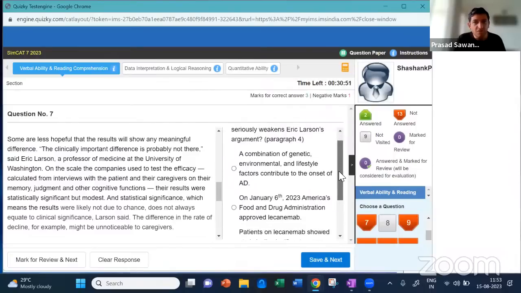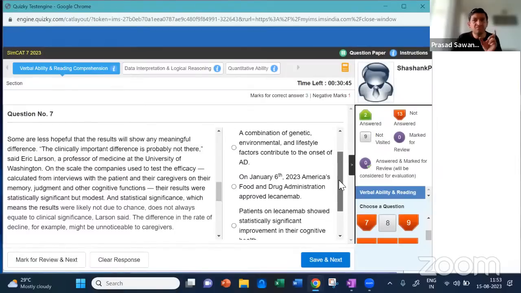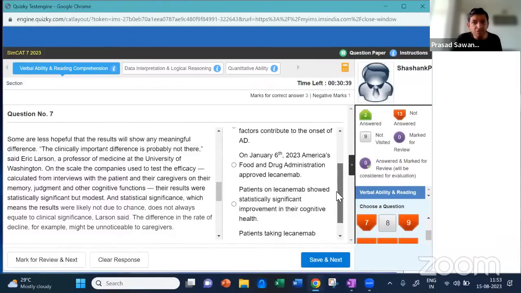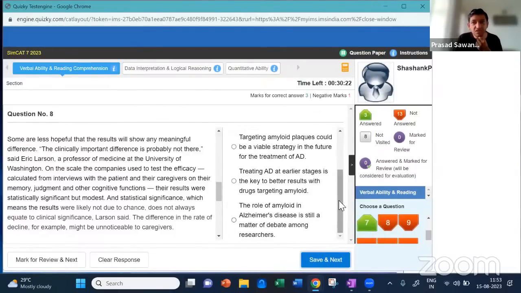Let's see. A combination of genetic, environmental, and lifestyle factors contribute to the onset of AD. Okay, he's talking about the study as such, right? It's not talking about AD as such. On January 6th, FDA approved lecanemab. Doesn't really matter. Patients on lecanemab have showed statistically significant improvement in their cognitive health. Might have no adverse side effect. It's not about side effects. It's about the benefit of the drug. So I think I'll go with this one because it talks about the benefits.